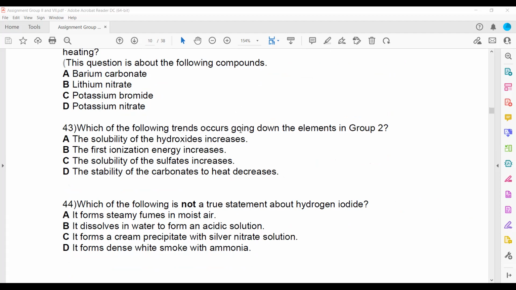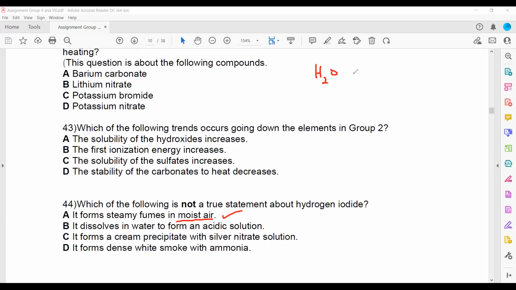Then question 44, which of the following is not a true statement about hydrogen iodide? So which is not the true statement for hydrogen iodide? Hydrogen iodide forms steamy fumes in moisture. This is true. Why? Because when these hydrogen halides mix with water, they form a dense smoke.